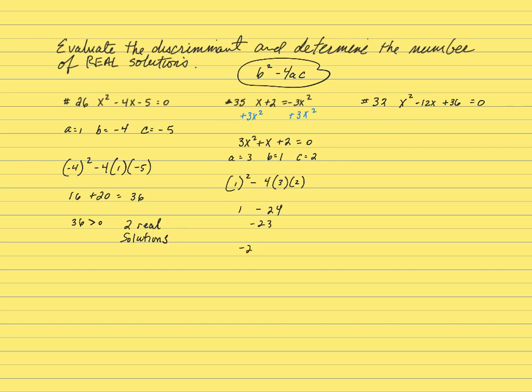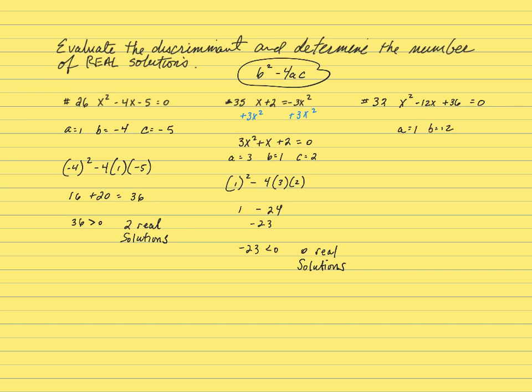Negative 23 is less than 0. And if I'm thinking about, well, my discriminant tells me that I have no real solutions. And think about what we know. Can we find the square root of a negative number now? No. So that's why we have no real solutions, because it's not going to happen. Put it in a calculator and it will give you an error.